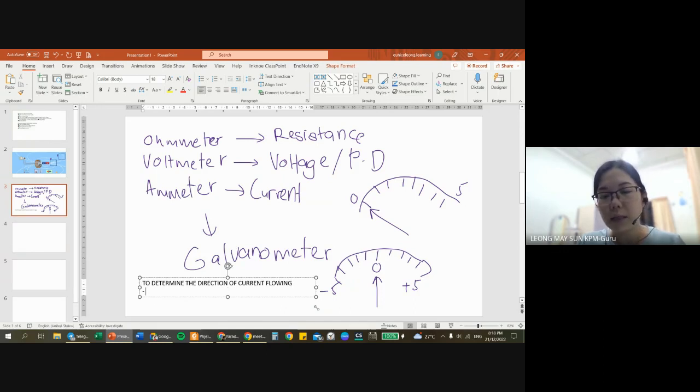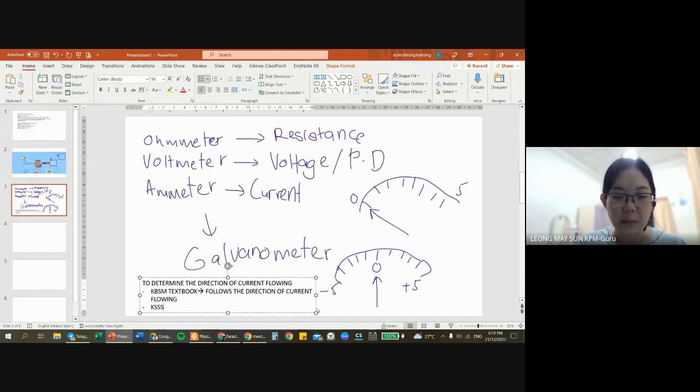Now, in the KBSM syllabus and in most reference books right now that I've noticed, in the KBSM textbook, the galvanometer follows the direction of current flowing. But for your KSSM syllabus textbook, which I will follow, it is actually showing where the current is coming from.